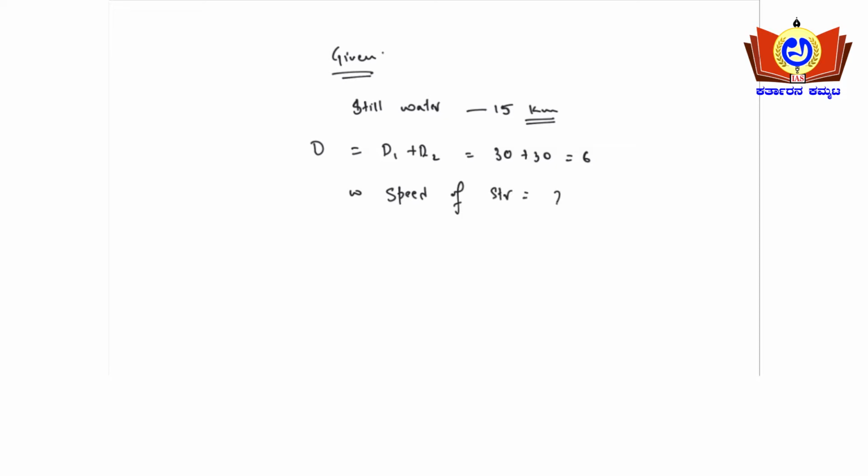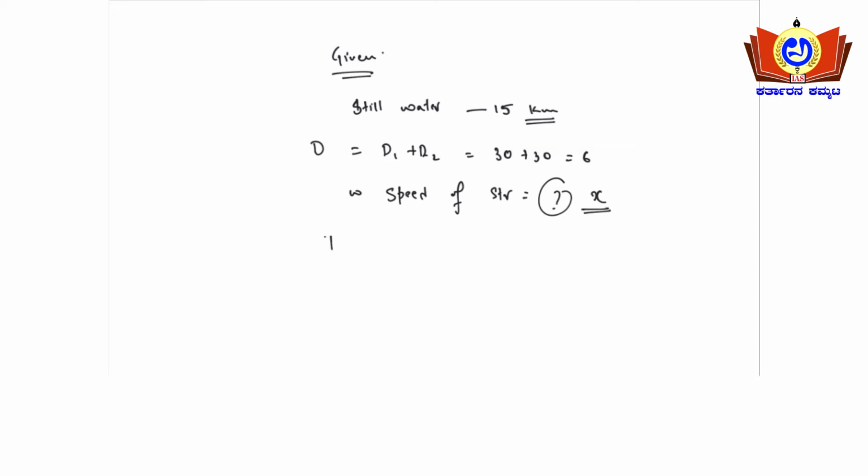So what is the given data here? The speed of the motorboat in still water is 15 km per hour. What is the distance here? d1 plus d2, that is upstream and downstream, that is 30 plus 30. We don't know the speed of the stream here. Speed of stream, that is question mark, we need to find out. Let that be x here.